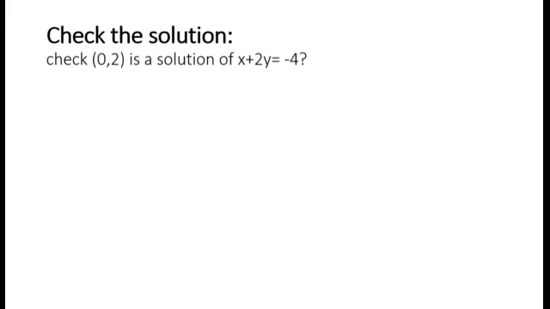Now we also have one thing, that we can check whether a given pair is a solution of the given equation or not. Here we have 0 comma 2, and we have to check if this is a solution for the given equation. So if it is a solution, x is given as 0 and y is given as 2. Let us substitute these values in this equation and check whether LHS and RHS come out equal or not.